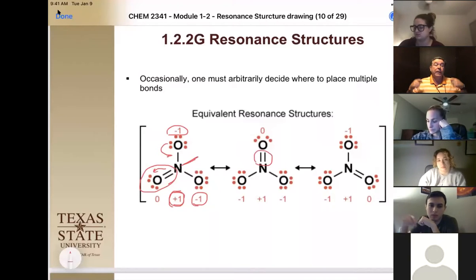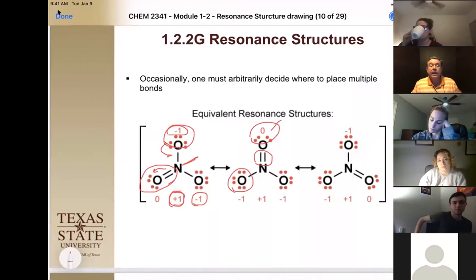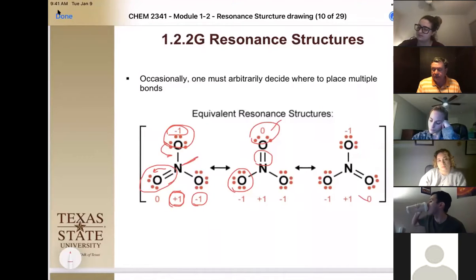There is no reason we can't. Therefore, these are equivalent structures. But it's saying that the charge is no longer on this oxygen. It's now been transferred to the oxygen without charge. And again, we can do that because we have 3 equivalent oxygens. So we can move that 0 charge oxygen around the system.